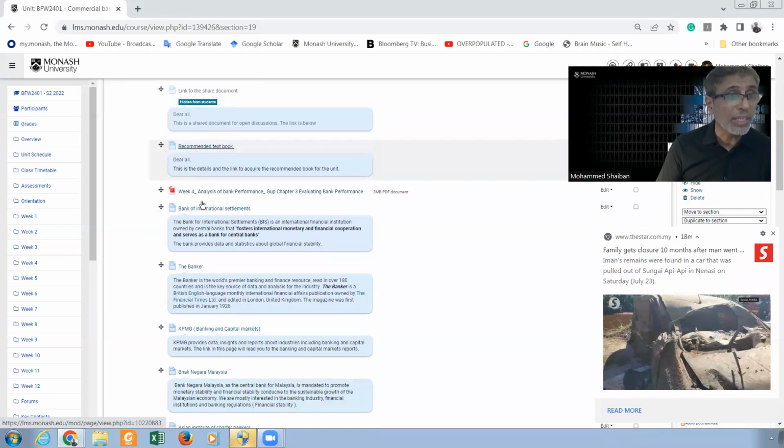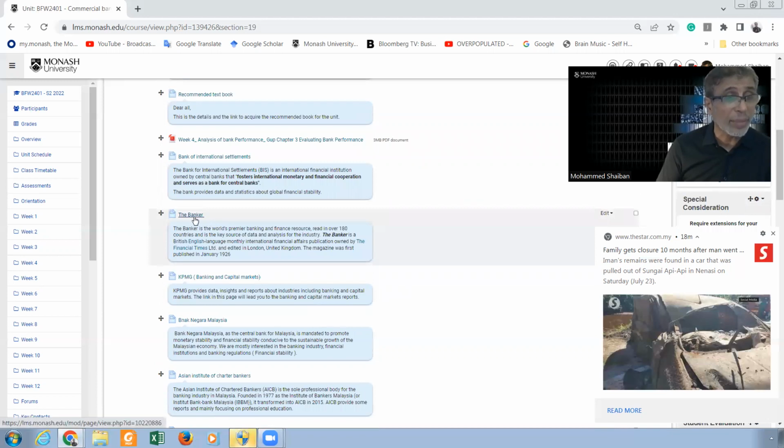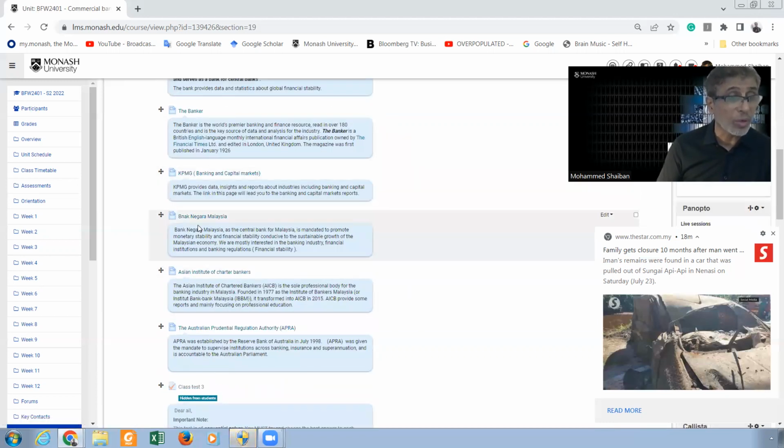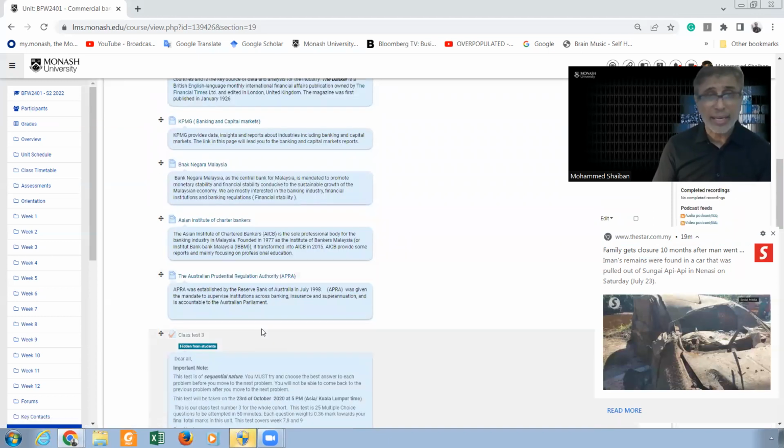The recommended textbook is here, but I also gave other resources like The Banker. The Banker provides so much information about banking. BMG also provides a lot of good and updated information about banking, digital banking, fintech, financial technologies that are related to banking. We have the Asian Institute of Chartered Bankers. We have Bank Negara, the Malaysian regulator, and this is APRA, the Australian Prudential Regulation Authority in Australia, which is the regulator. And I will keep adding as much as I can.